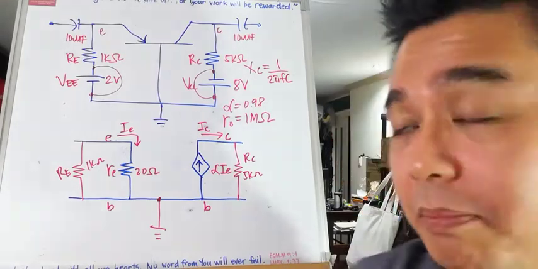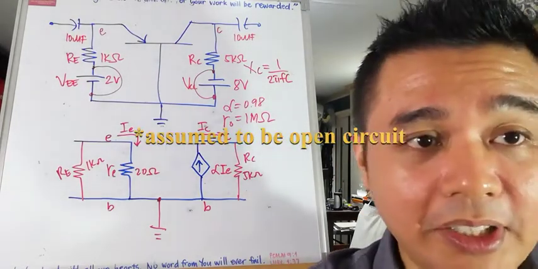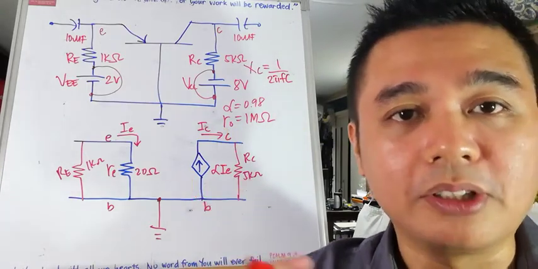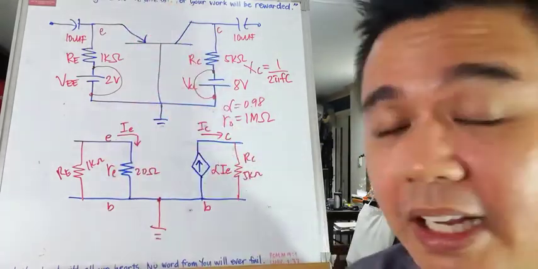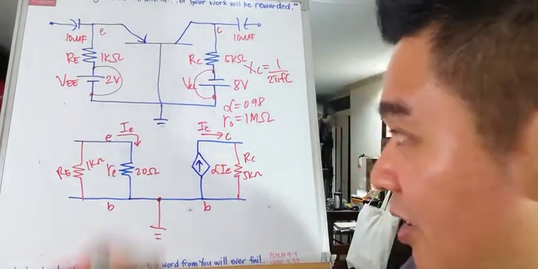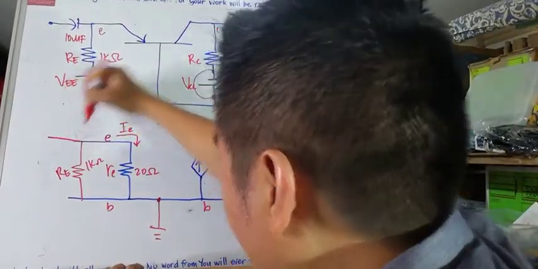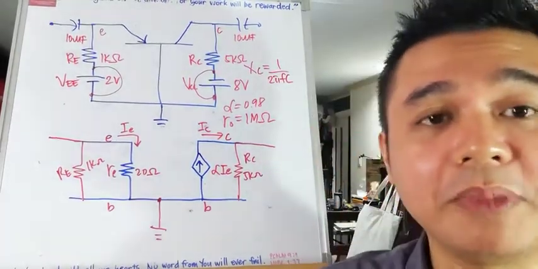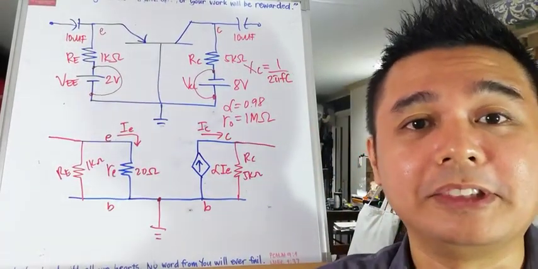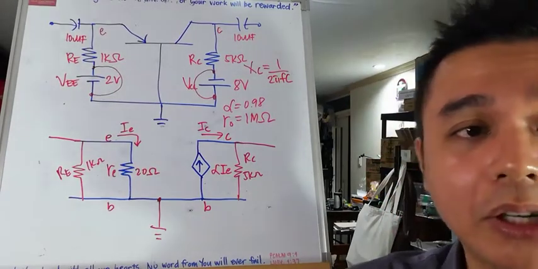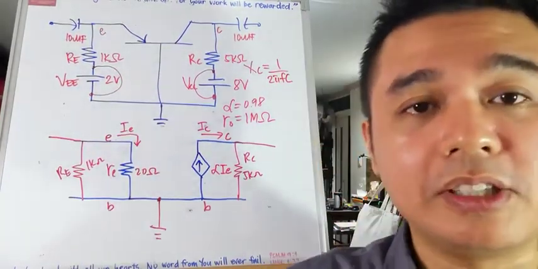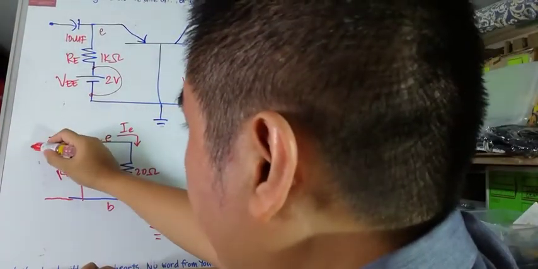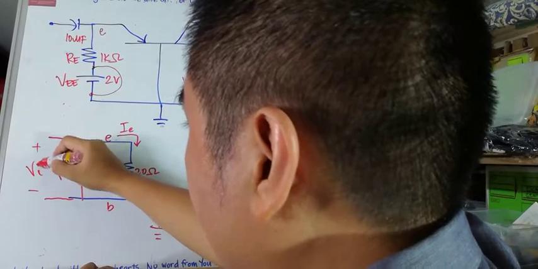So kapag mataas ang frequency natin, ang capacitors are assumed to be short circuit. Okay? So kapag DC, it's assumed to be open circuit. Kapag AC, it's assumed to be short circuit. So parang wire na lang yung mga capacitor natin. So ito yung capacitor natin, tsaka ito. Dahil under AC, we're assuming na mataas yung frequency. Alright? Next, so we're going to apply the input signal between the emitter and the base terminal. We have plus and minus V sub I.